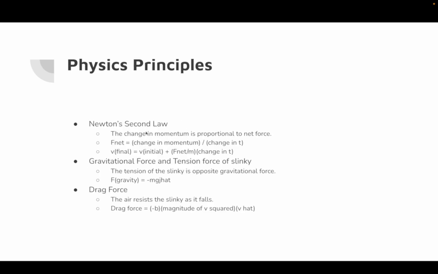So some physics principles here. We use Newton's second law, which says that the change in momentum is proportional to net force. So here's the velocity update formula. And then some other forces are the gravitational force and the tension force of the Slinky, which will be equal and opposite to each other while the bottom of the Slinky is stationary. And then we also have the drag force, which resists the Slinky as it falls.